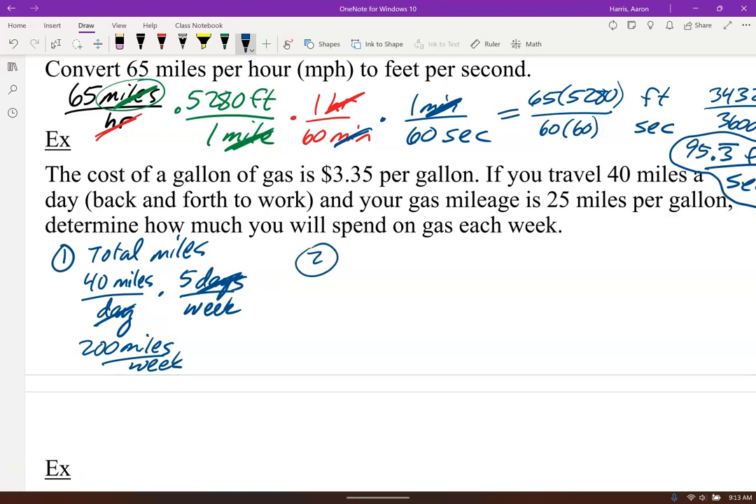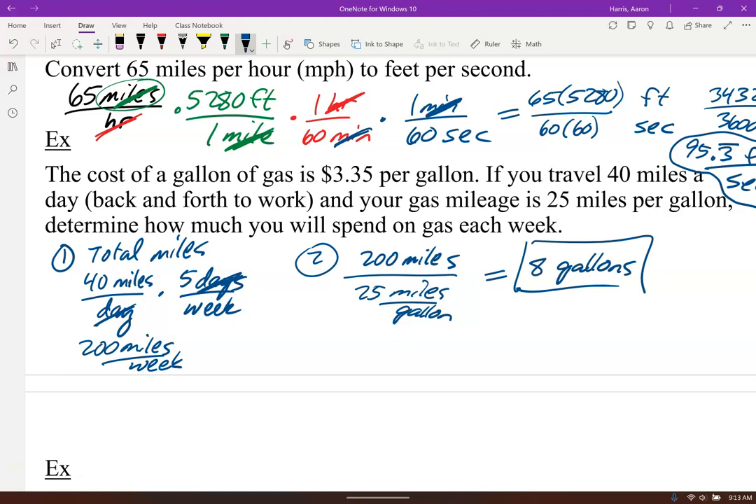And we get 25 miles per gallon. So 200 miles, and we're going to divide that by 25 miles per gallon. So 200 divided by the 25 miles per gallon leaves us with 8 gallons.